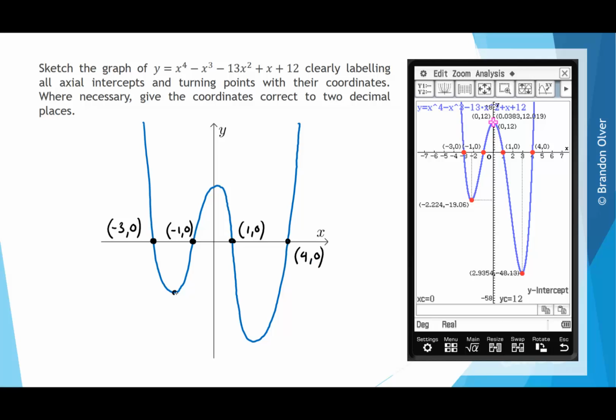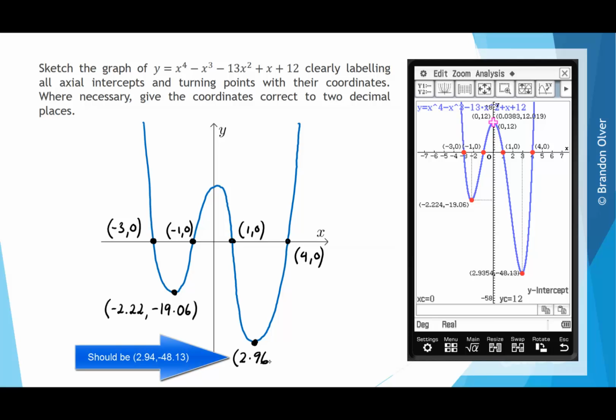The two local minimums down here were at negative 2.22, negative 19.06. And the other one here was at positive 2.96, negative 48.13. And finally, it got a little bit tricky around this turning point up here, which is a local maximum.